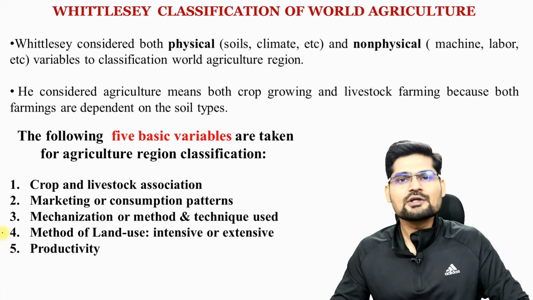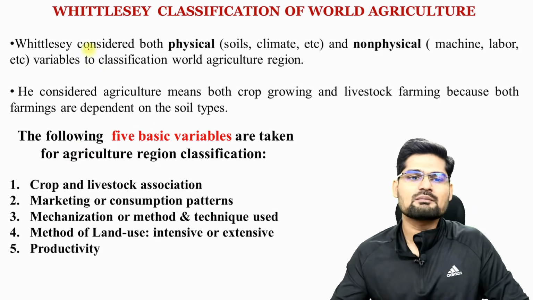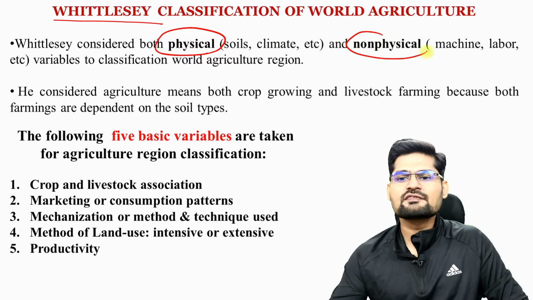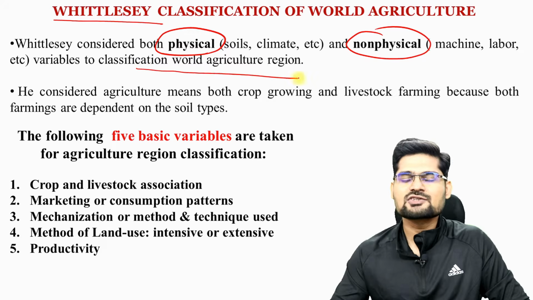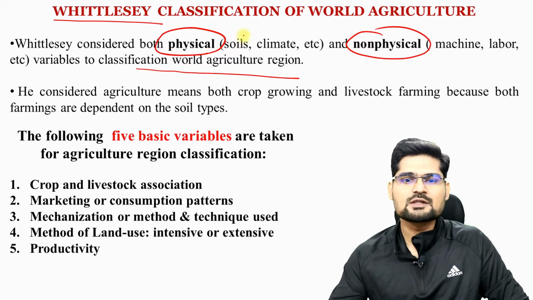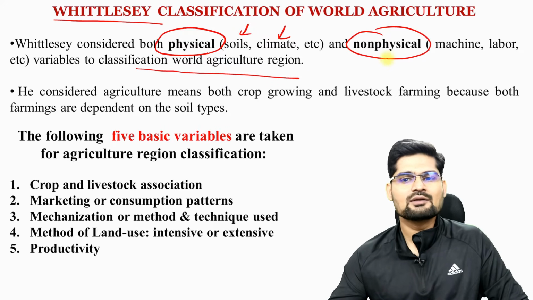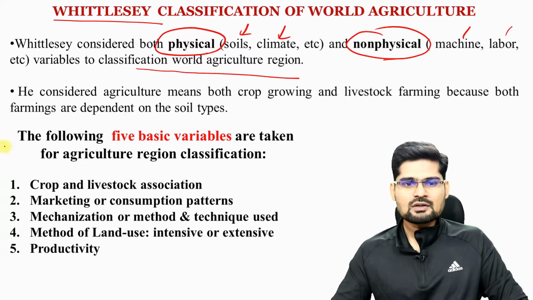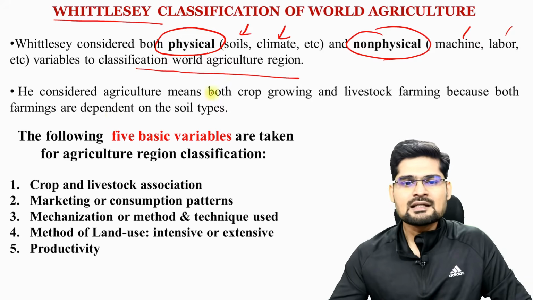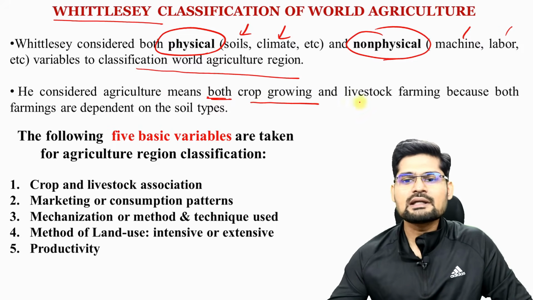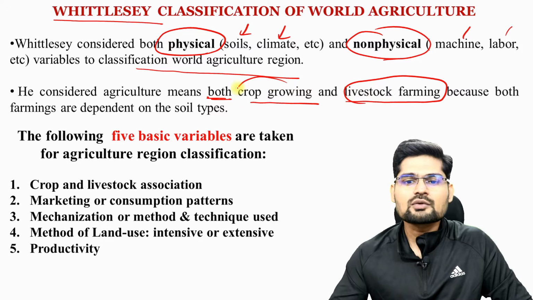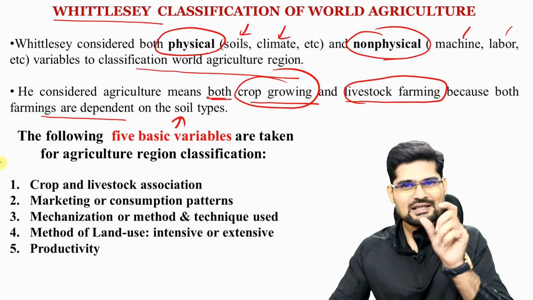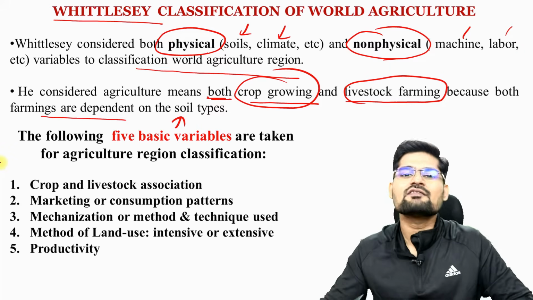And now let's go into the typology, into the classification done by Whittlesey in 1936. Whittlesey considered both physical parameters and non-physical parameters for his classification of world agricultural regions. So in physical parameters, you have soil and climate, and non-physical are machine, labor, and other factors of production, as we have learned. So he considered agriculture as meaning both crop growing as well as livestock farming together, because both are dependent on soil types, right? So he considered both in one set of agriculture.